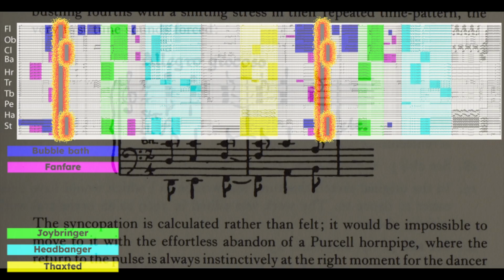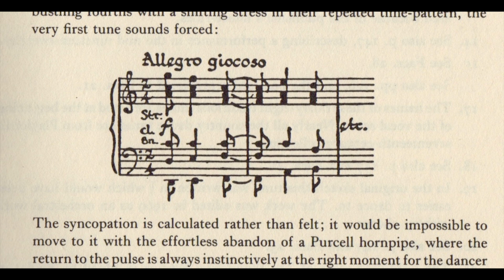In Imogen Holst's book on her father's work, the score reduction of these moments is the only musical quotation from Jupiter. Here's what she says. The very first tune sounds forced. The syncopation is calculated rather than felt. It would be impossible to move to it with the effortless abandon of a Purcell hornpipe.